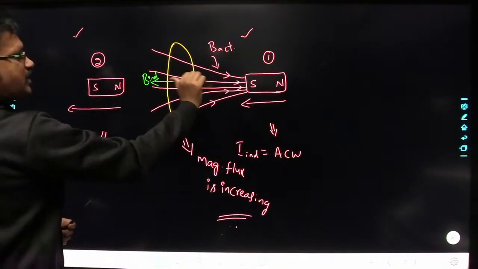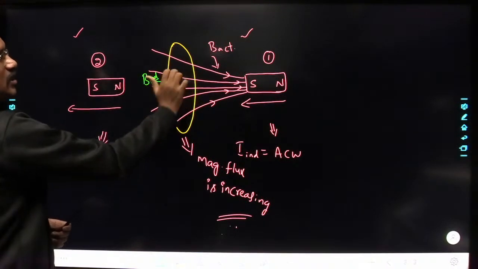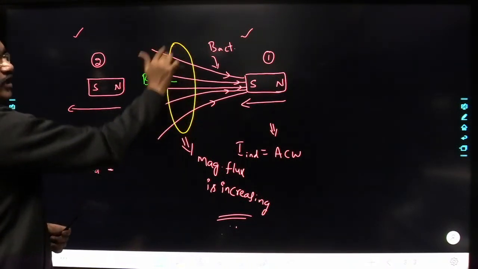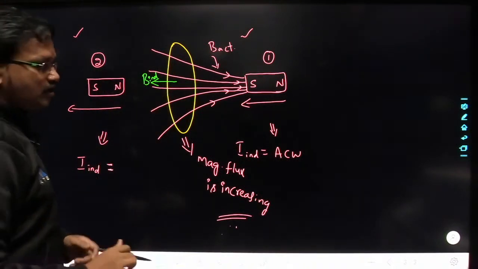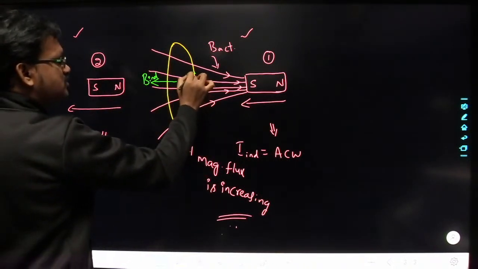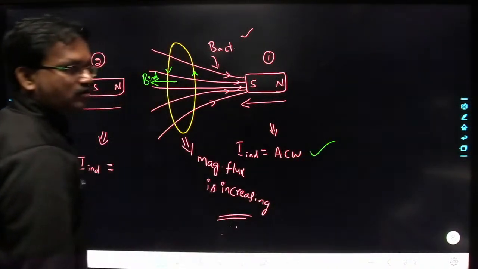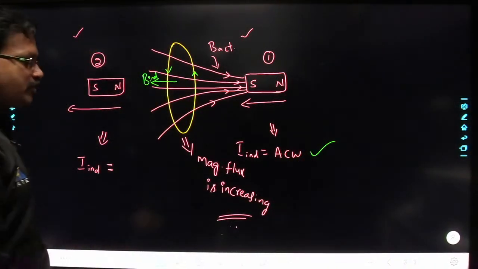So if the induced magnetic field is pointing in this direction, the current has to flow in which direction? It has to flow in anti-clockwise direction. Okay, so whatever Venkatesh said is correct here. So it must be in anti-clockwise direction. Very good.